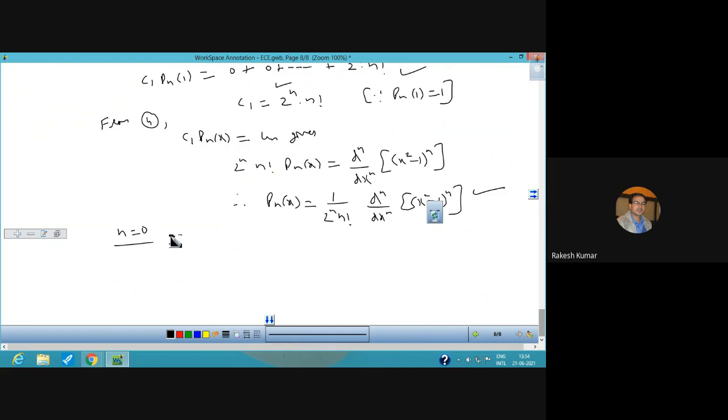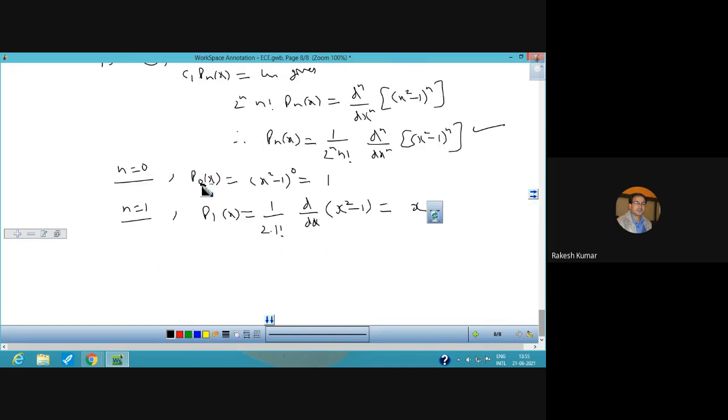And from Rodrigues formula you can find out the values. Put n equal to 0 here, you will have P0(x), that will be (x square minus 1) raised to power 0, that is 1. When you put n is equal to 1, you will have P1(x), and that will be 1 over 2 into 1 factorial first order derivative d/dx of (x square minus 1), and you will have x. Find out the derivative, 2 कैंसिल हो जाएगा, तो p1(x) की वैल्यू आ जाएगी. ये वैल्यूज आपको याद रखनी पड़ेंगी. P0(x) is 1, P1(x) is x.